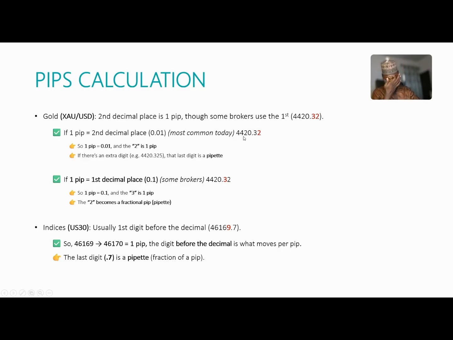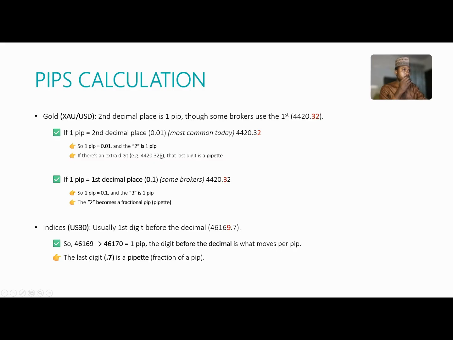So for gold, for some brokers, 1 pip is equal to 0.01, and the second digit, 2, which is this, is 1 pip. If there is an extra digit, for example, some brokers you might see something like this. Instead of just two numbers here, you will see three numbers.